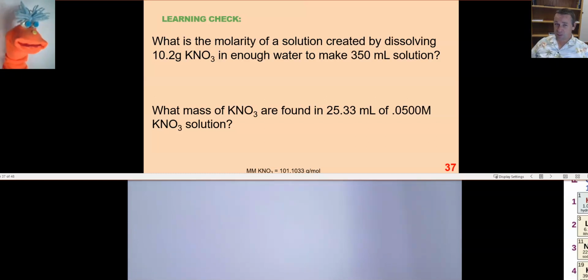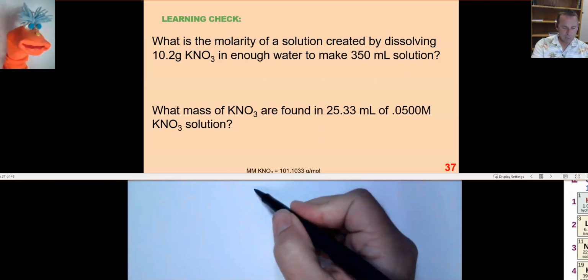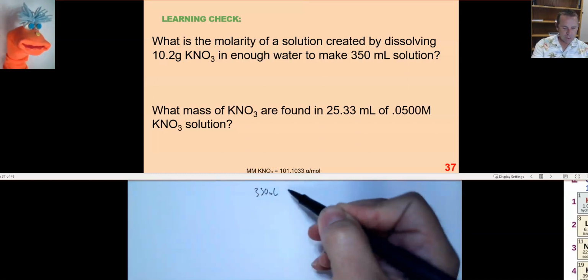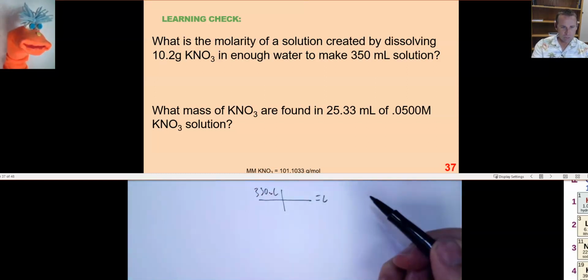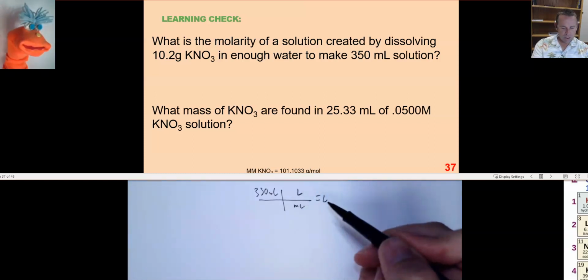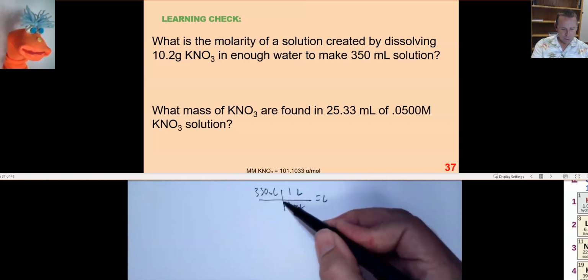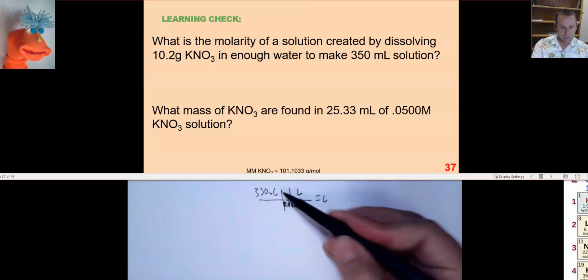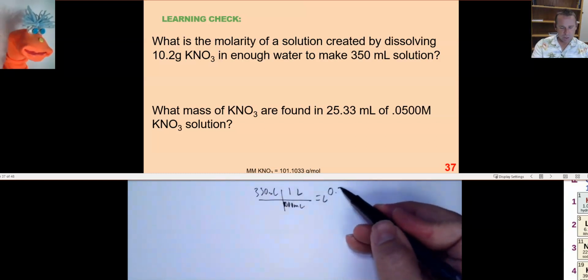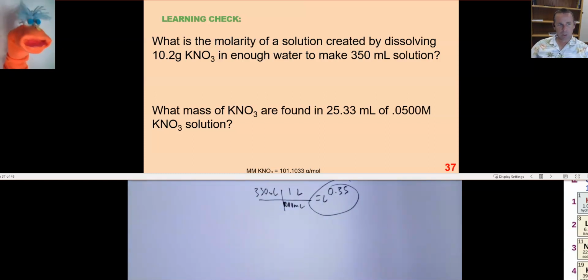Do you know how many liters that is? 1,000 mil. Is it 3? Oh, I can't remember how to do that. Well, if I have 350 milliliters and I want to go to liters, right? Milliliters need to go here and liters need to go there. Okay, so there's 1 liter is 1,000 milliliters. Very good. 1,000 milliliters. So 350 divided by 1,000, that's 0.35 liters, right? Yeah, okay. So I have 0.35 liters of solution, 10.2 grams of potassium nitrate, right?